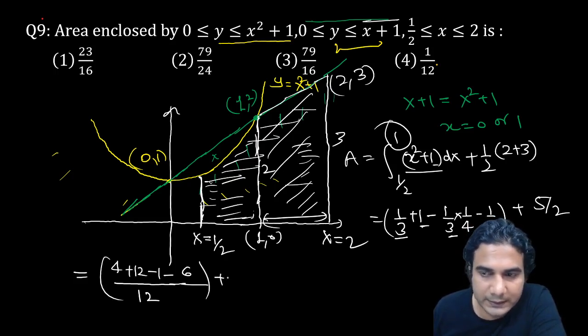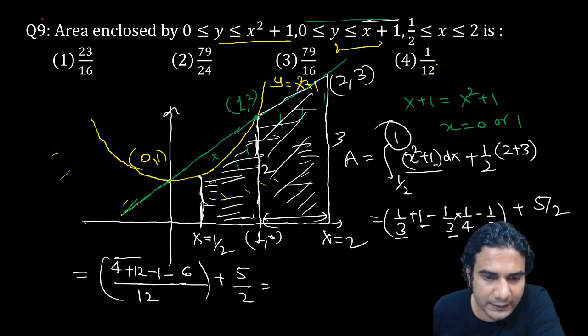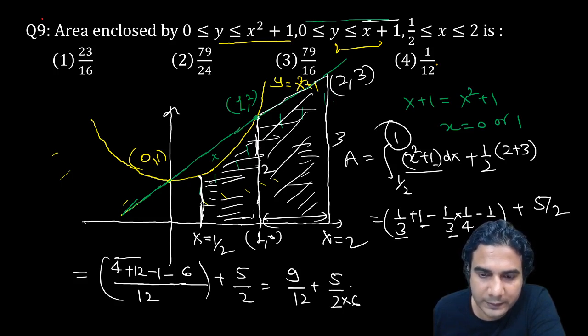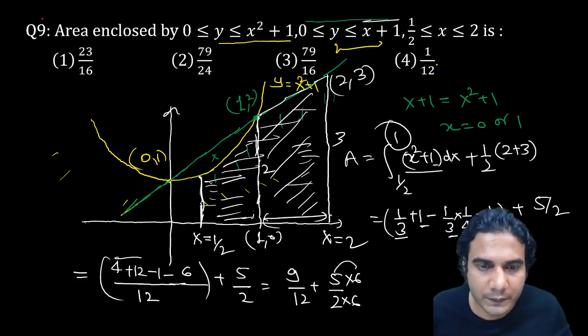So this plus 5 by 2, all right? Let's simplify it. It will be 12 plus 4, 16, minus 6, 10, minus 9. So it is 9 by 12 plus 5 by 2. All right, so let's make it 6, multiply and divide by 6. So it will be 39 by, let me check the calculation first of all.